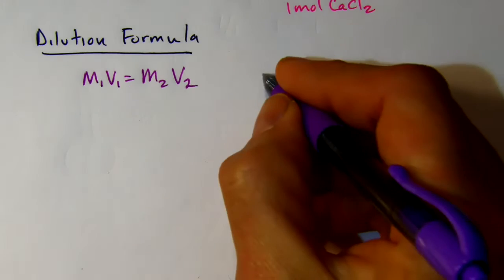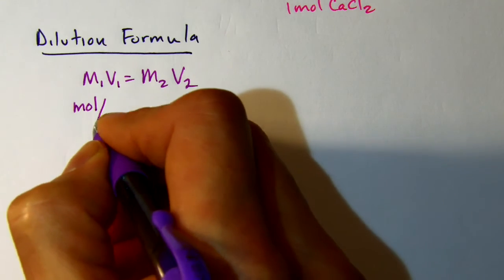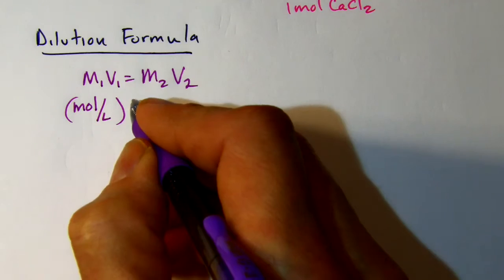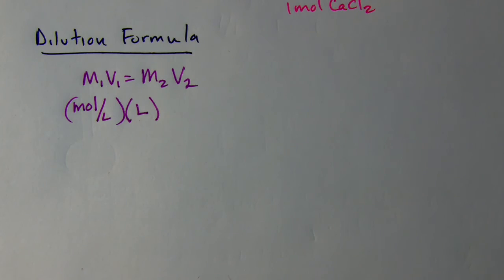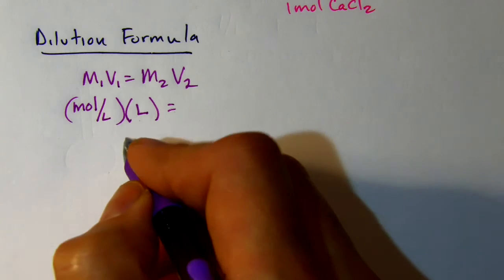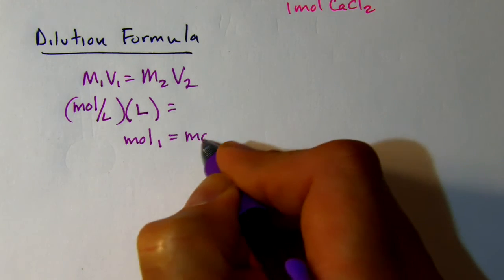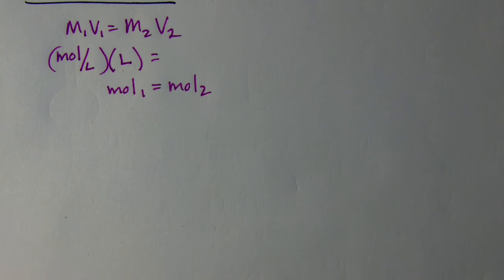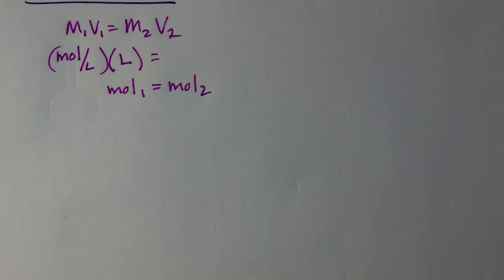And that means M is molarity, right? But watch this. Molarity, M over L, moles over liters, times liters, right? And then you have the same thing over here. It turns out it's moles of 1 equals moles of 2. You're just finding moles equals moles. That's really all you're doing in the dilution formula. You're just finding out moles.